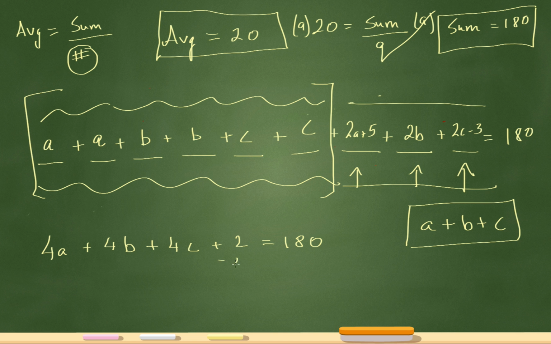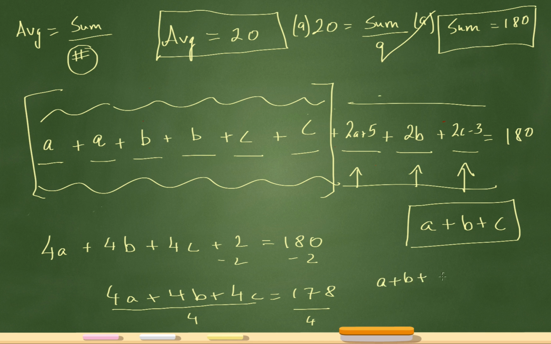So now what I'm going to do is subtract 2 from here, subtract 2 from here. So we're left with 4A plus 4B plus 4C equals 178. Now I just want A plus B plus C by itself, so I'll divide this side by 4, and I'll divide this side by 4. And that's just going to leave me with A plus B plus C, which will equal 178 divided by 4.